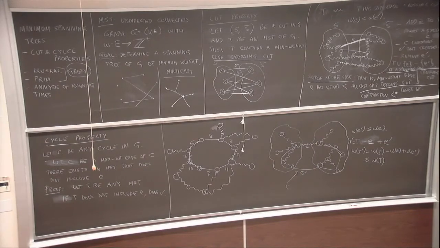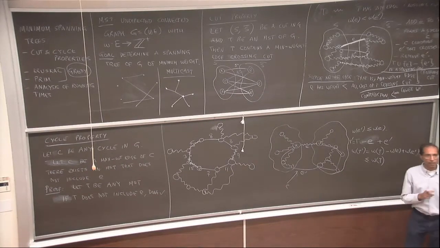If all the edges were, let's say, unique weight, and E was a max weight edge of a cycle, then no MST should include it, because we will get a contradiction. If all edges were unique weight, then the weight of E prime will actually be strictly less than the weight of E. Then this would lead to a contradiction.